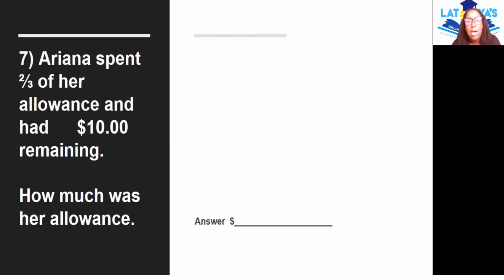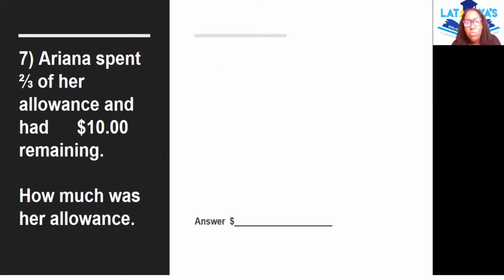Number 7. Ariana spent 2/3 of her allowance and had $10 remaining. How much was her allowance? Again, Ariana spent 2/3 of her allowance and had $10 remaining. How much was her allowance?